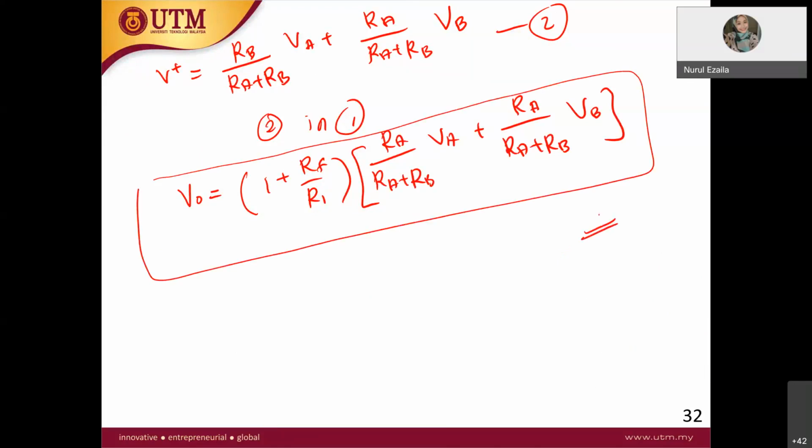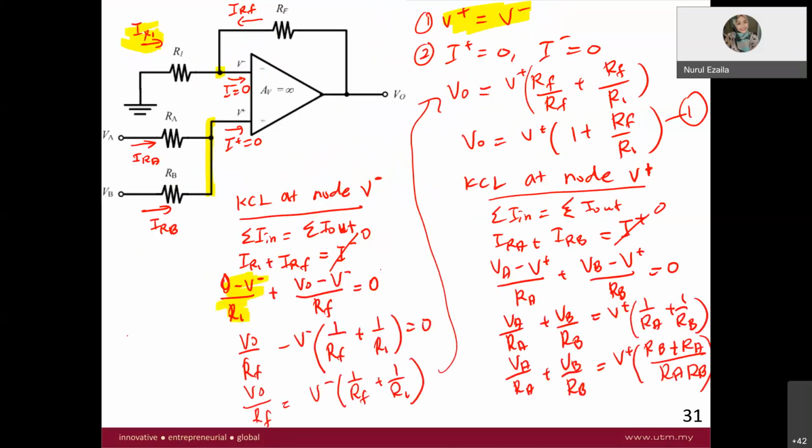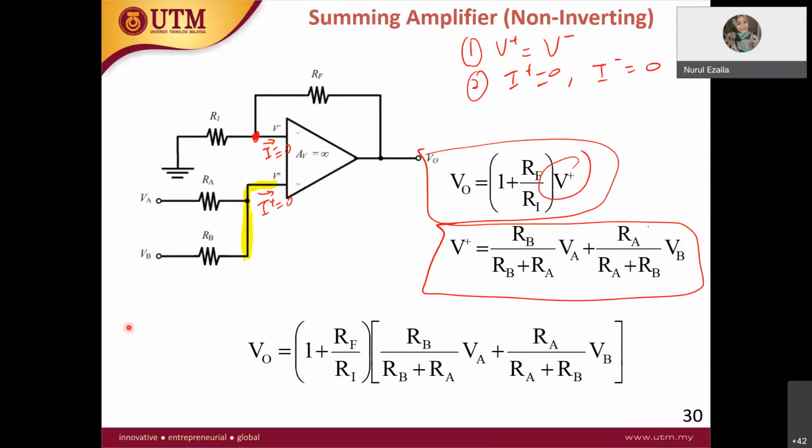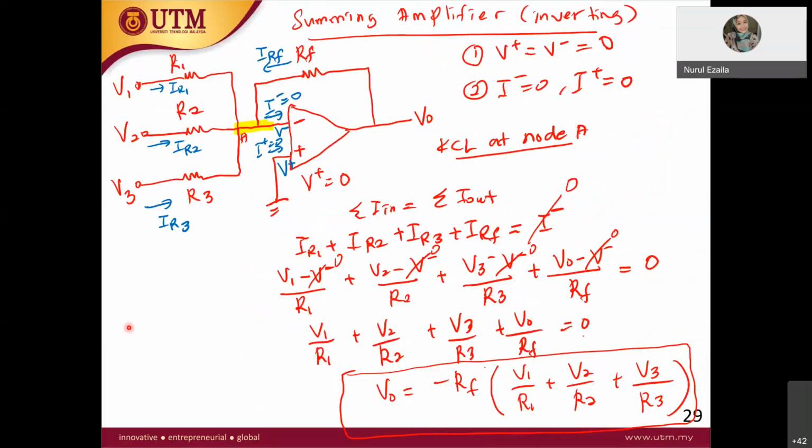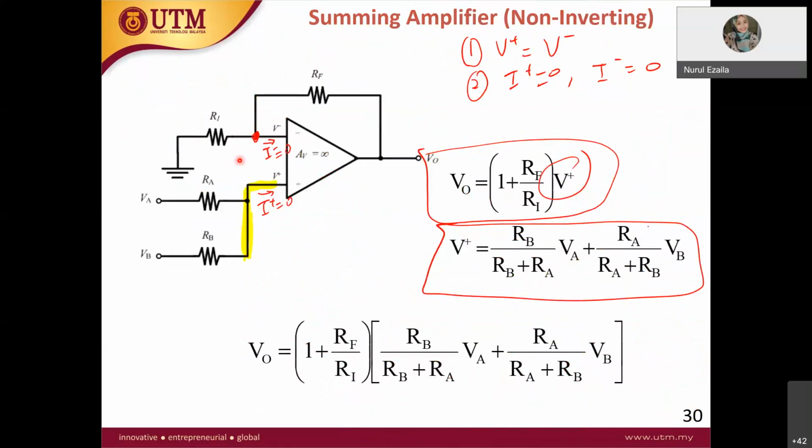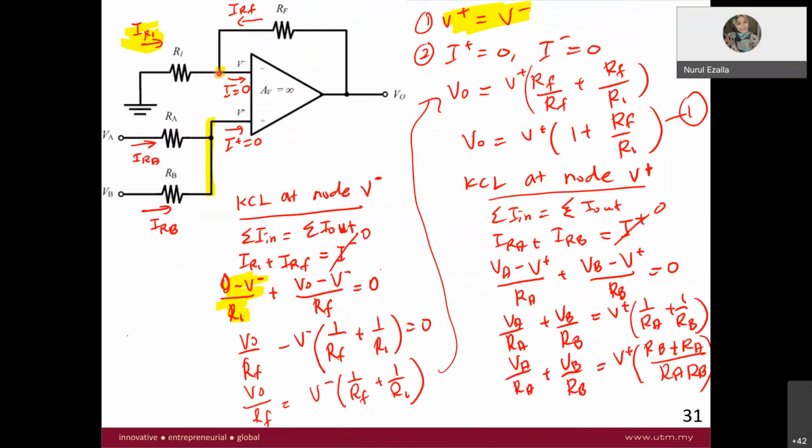Did you manage to get the same? That's how you derive it. The tip is just applying KCL. Previously you only applied KCL at one node, because the other node is ground. In this case, two nodes are active now, so you have to apply KCL at both nodes, the inverting and the non-inverting, and then you get the two equations.